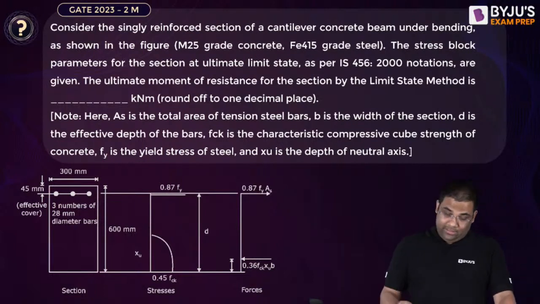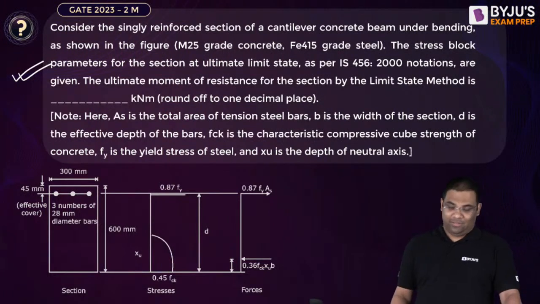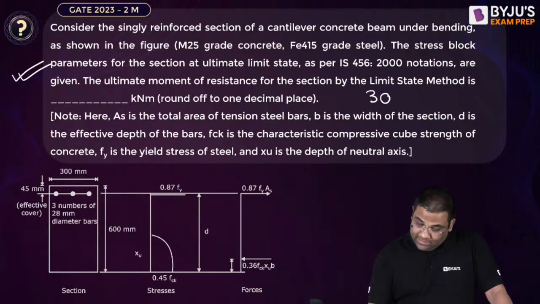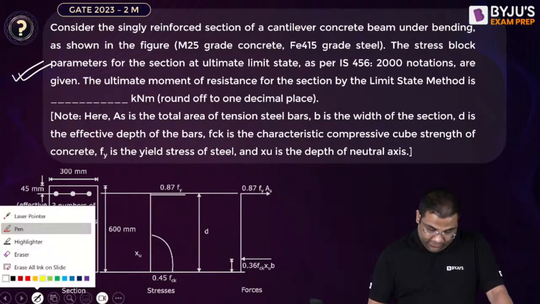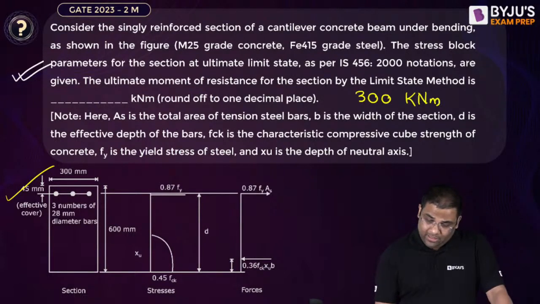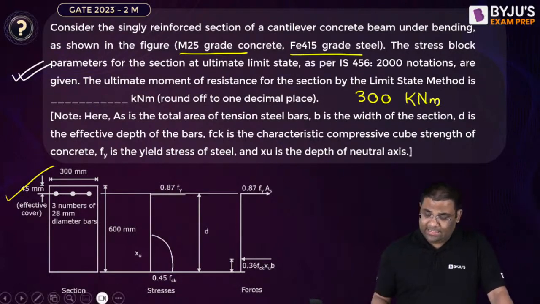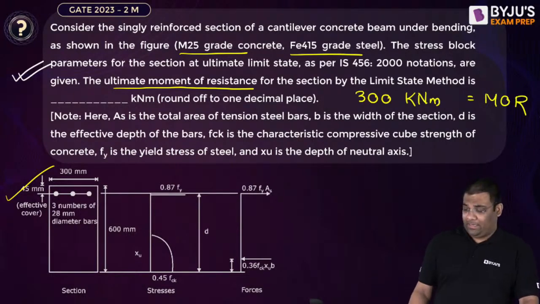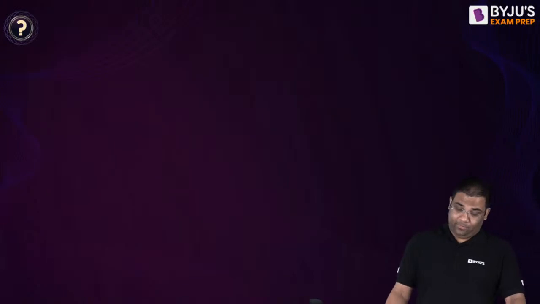Now see this question, it is the exact question. Same question, they just change the values, right? So the questions do get repeated with changing the values. Now the answer to this is 300 kilonewton meter. You can try it yourself. I am not solving this. The same question, you see, steel is given, grade is given, everything is given. And they have asked to find out the ultimate moment of resistance, means MOR. Following the same steps you can find it out. I'm not solving that.